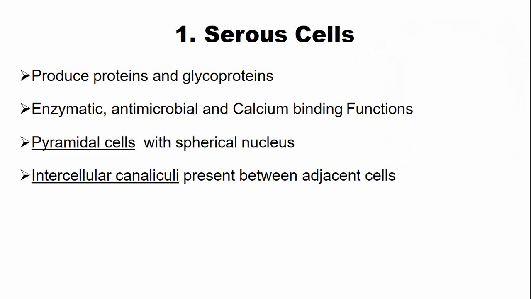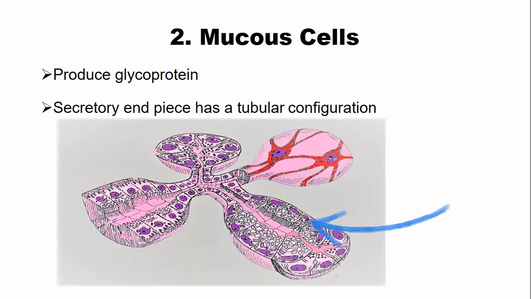Now the mucous cells. These cells predominantly produce glycoproteins, and the secretory end piece has a tubular structure or tubular configuration, as you can see in this picture.